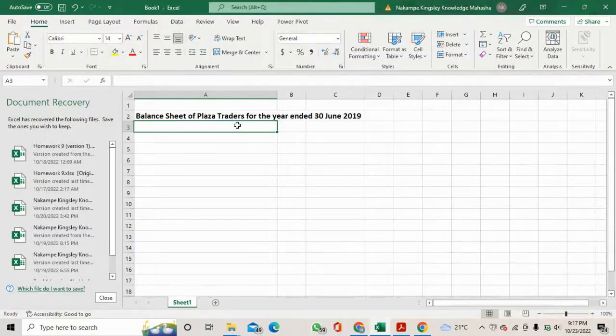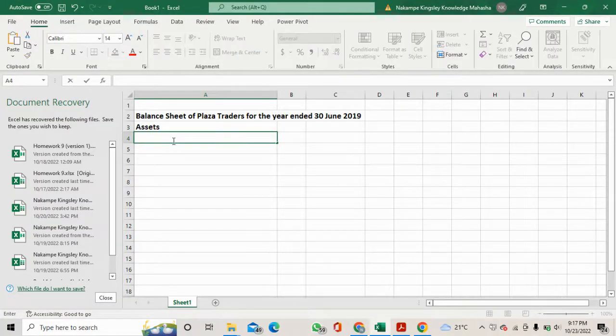So guys, firstly we're going to have our assets. You know that our assets are divided into two: we have non-current assets and current assets. So I'm going to come here and say non-current assets.